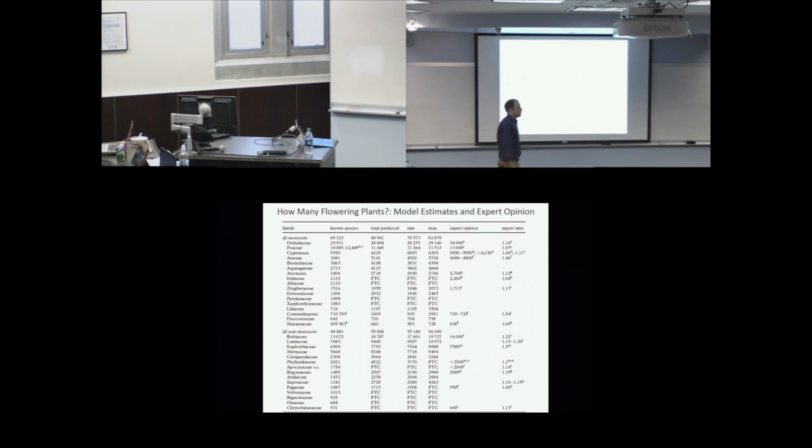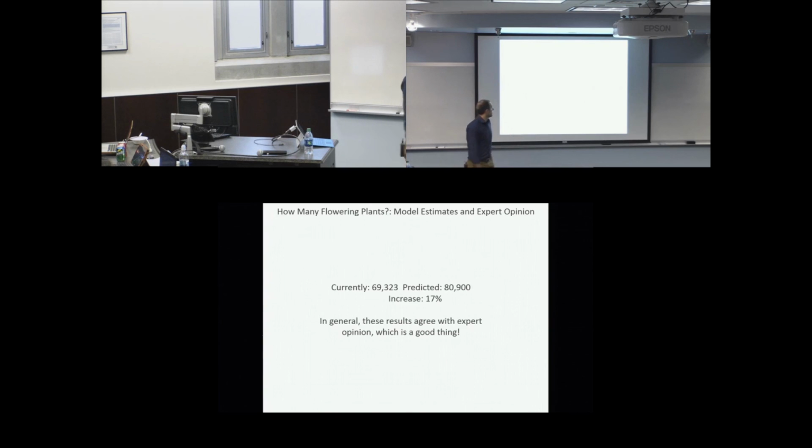So how do you know if you're right? Well, you never do, right? And you can wait 200 years and then see if you're right. You can backcast and see if you're right, but we've done that. Another thing you can do is go and ask taxonomists, expert taxonomists, how many species they think there are, and see how well your model estimates match up with taxonomic expertise. So we did this for flowering plants. So we predicted an increase of about 17% in flowering plants.